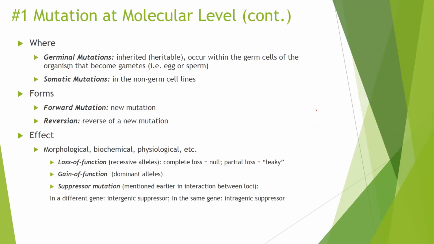All right, so the mutation can occur in the germinal cells or the somatic cells. The germinal mutation means this mutation occurs within the gametes during the formation of the gametes, and so this mutation will affect the entire body. Since the mutation started from the germinal cells, this mutation will be passed to every single cell in the whole body.